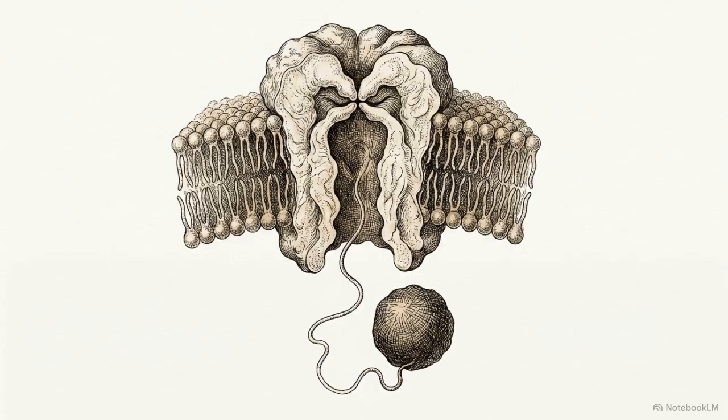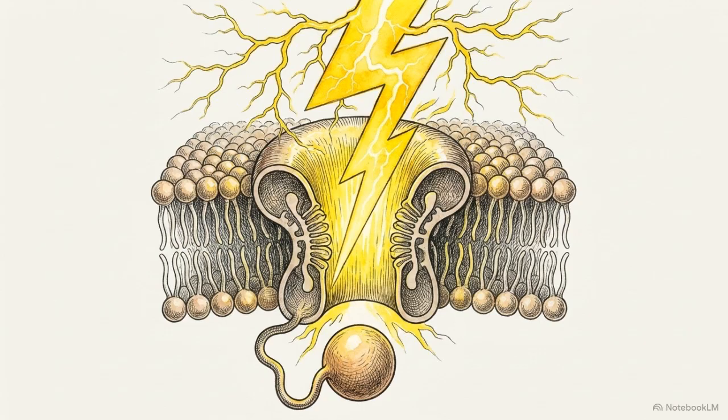Shortly after, the plug resets. The cell enters the relative refractory period, where it can fire again, but only if the incoming stimulus is significantly larger than normal to overcome the hyperpolarized baseline.